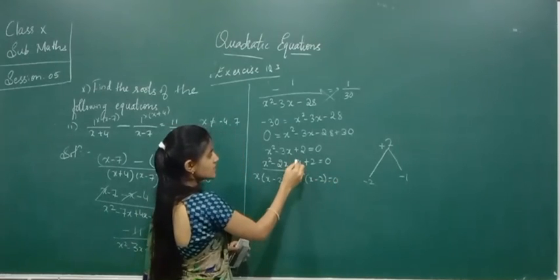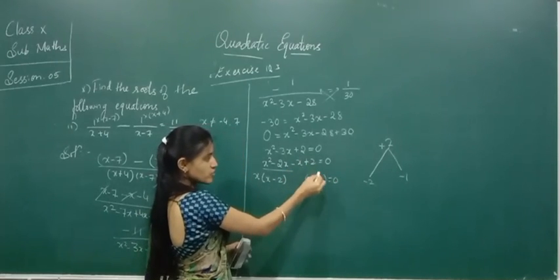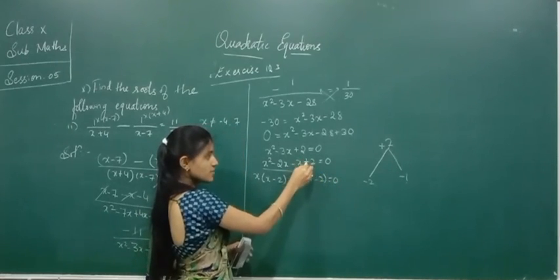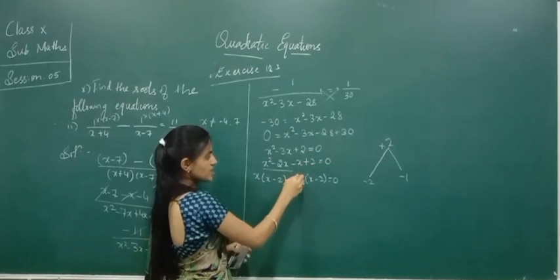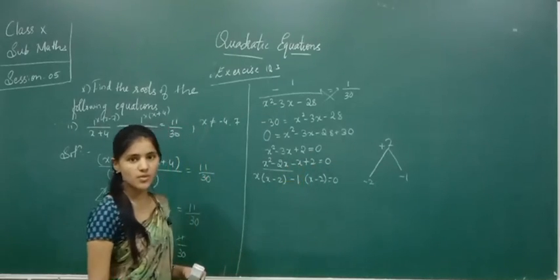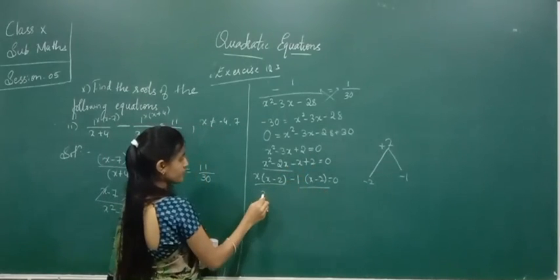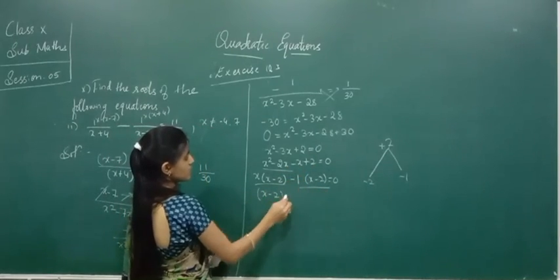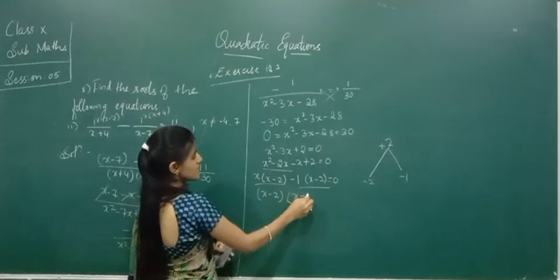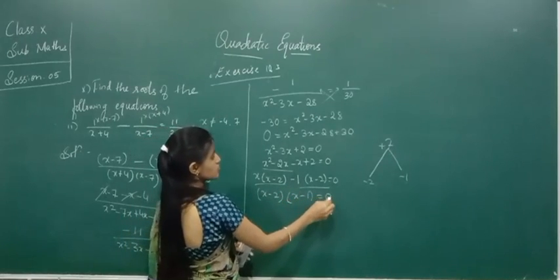See, I want here x, I want 2 I have, but I want here plus and minus. So I will multiply that with minus 1. Again taking out x minus 2, x minus 2. I have taken out x minus 2 common, left over is x minus 1 is equals to 0.